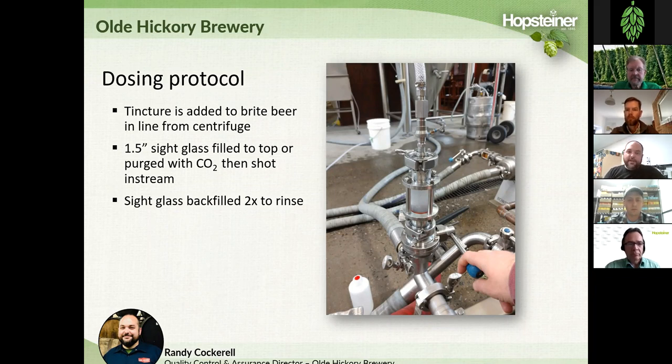So we have a 1.5 inch TC that we fill with the solution. You can usually fill it to the top the first time, then you shoot it into the stream of beer using CO2, think like a hop cannon. You fill the remainder of the solution. You may not get all the way to the top again, so then you would just purge that remaining headspace with CO2 before shooting that in. Then you allow beer to fill the sight glass, and then you shoot that solution back into the line of beer that's going out of the centrifuge twice to rinse any remaining oil residues that might be on the sight glass.